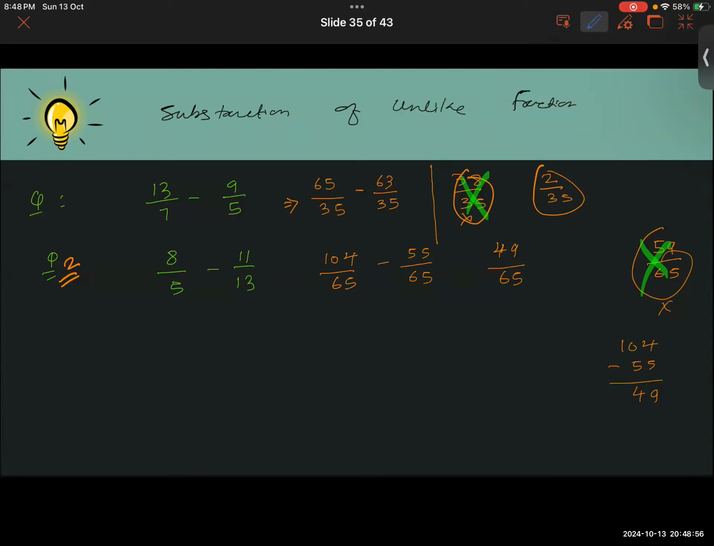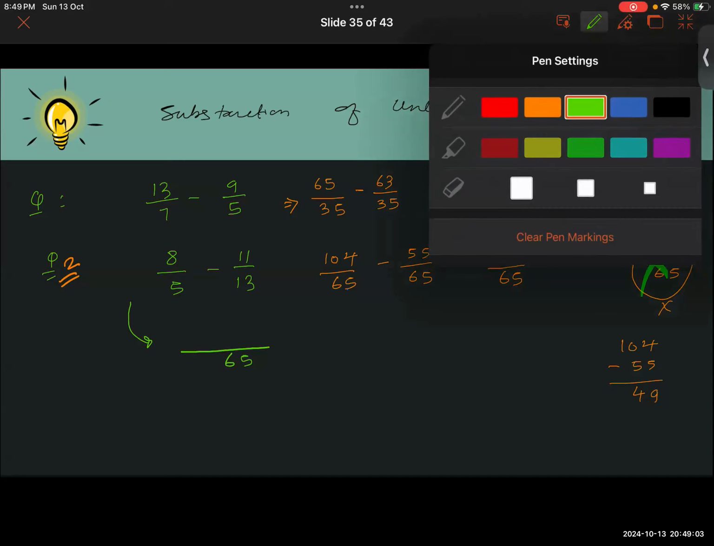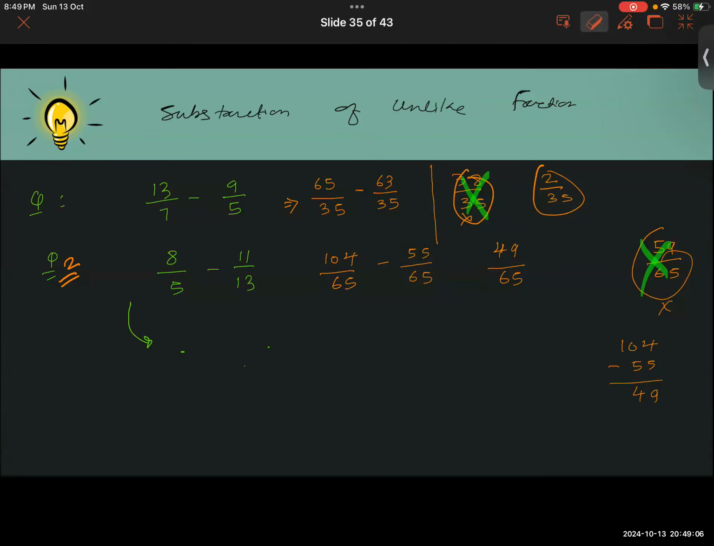Okay, see. LCM will be 65, right? LCM will be 65 for this number. Further, take the fraction 8 upon 15. We have to multiply both numerator and denominator with 13 in order to equate the denominator to 65. 13 eights are 104. 13 fives are 65. For 11 upon 13, we will be multiplying both of them with 5. It will be 55 upon 65.